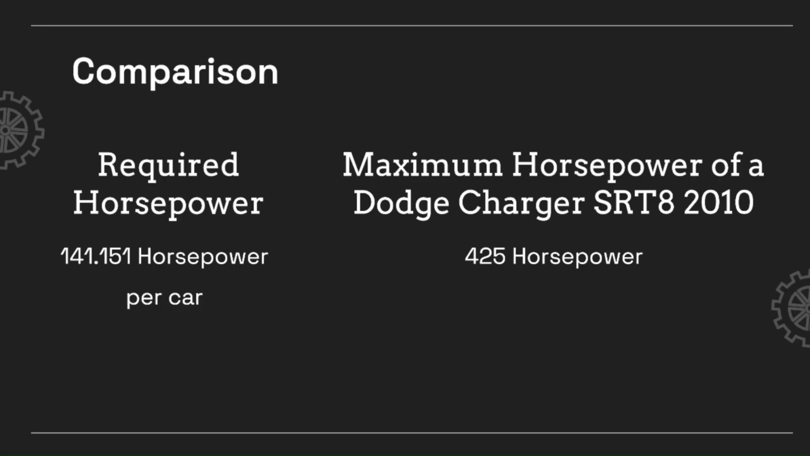And since we have the required horsepower, we can prove if this scene was possible or not. And we found that this scene's possible because the maximum horsepower of a Dodge Charger SRT8 model created in 2010 outputs around 425 maximum horsepower, and we only need 141 horsepower per car.